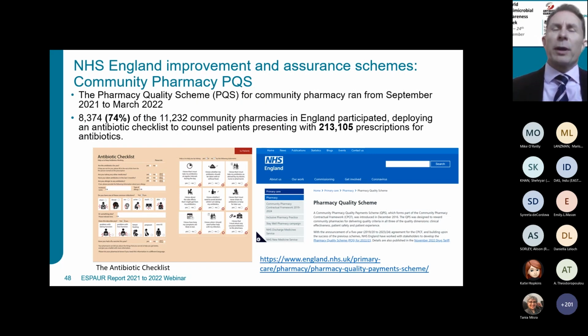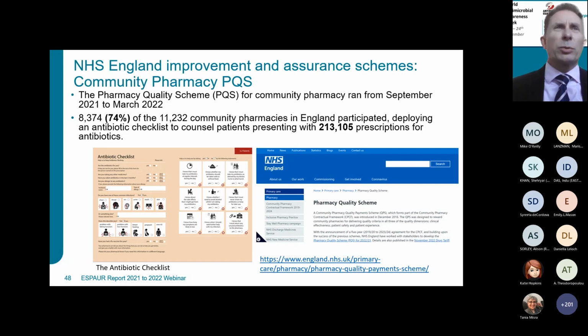And this checklist was used by pharmacy teams with patients who presented with a prescription for an antibiotic. So the patient had already been prescribed an antibiotic by a GP or non-medical prescriber, and the pharmacy team was using the checklist to counsel the patient on the appropriate use of those antibiotics, following the instructions from the prescriber, anticipating things like side effects, advising patients not to share antibiotics with family or friends, and to return unused antibiotics to the community pharmacy for disposal. The details of the Pharmacy Quality Scheme are available on the NHS England website. But we were very pleased to see this is a voluntary scheme, but almost 3/4 of the over 11,000 community pharmacies in England participated in the scheme.